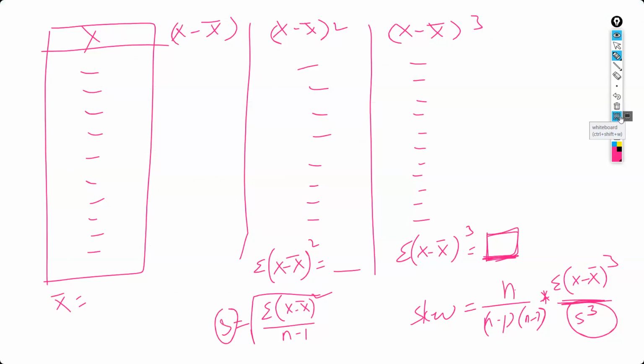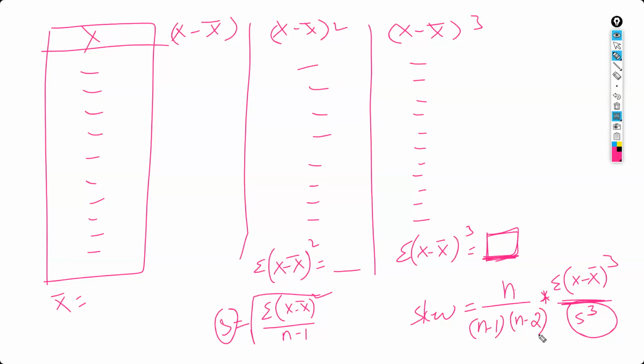Is the point clear? How to calculate the skewness value manually for any given data set? n divided by n minus 1 into n minus 2. Like this, we have to calculate the skewness manually.